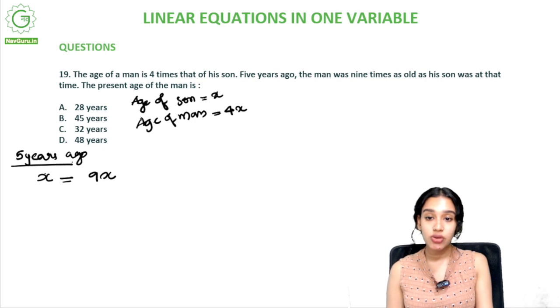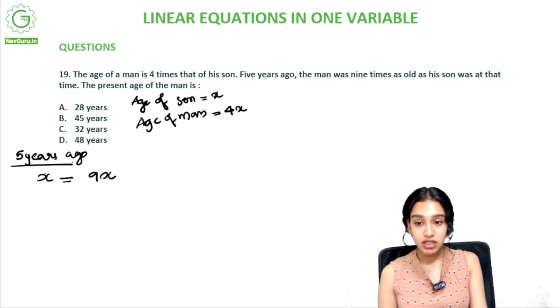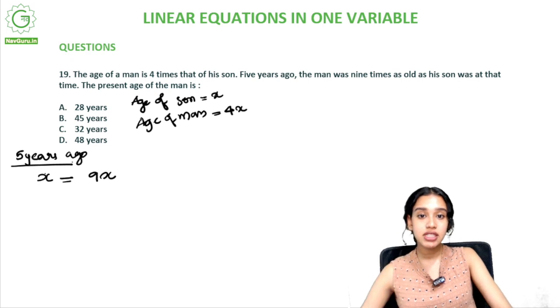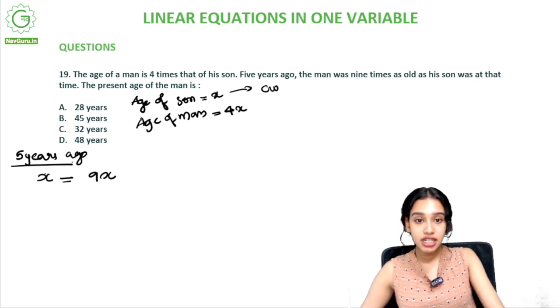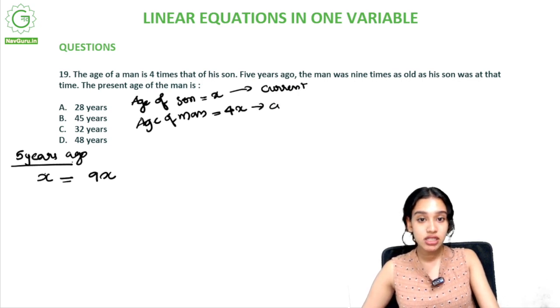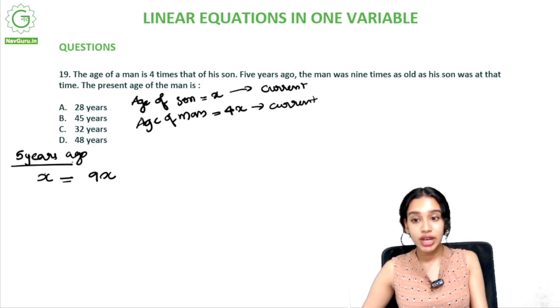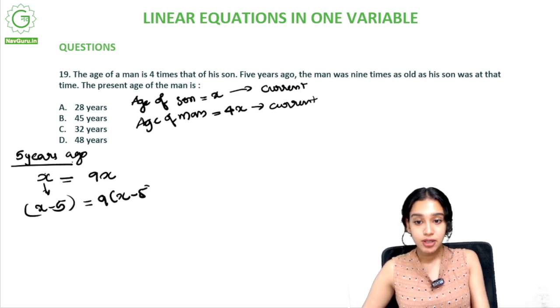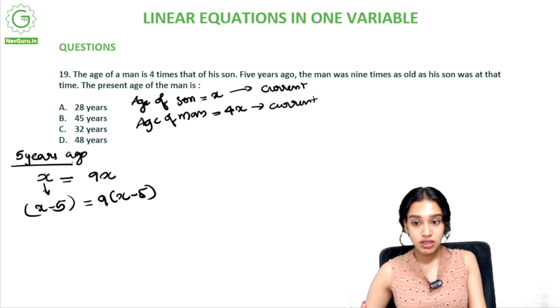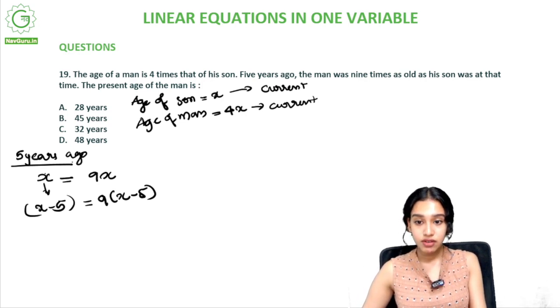The present age of the man. We need to find the present age of the man. So age of the son is equal to x. We said that, right? This is the current age, right? What is the age of him right now? Age of the man is equal to 4x is the current age of the man. Now before 5 years, x becomes x minus 5, right? So the man's age 4x minus 5 is equal to 9 times x minus 5, because x minus 5 is the age of the son. So we'll solve this equation only because x is the only variable here, right?